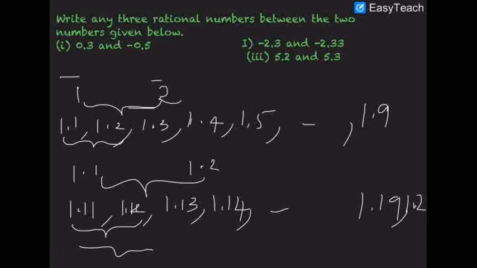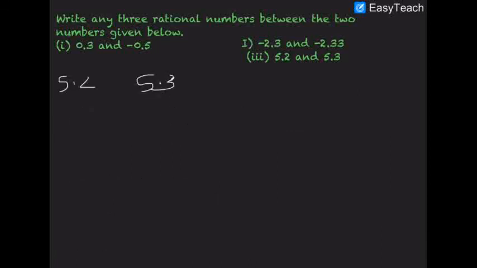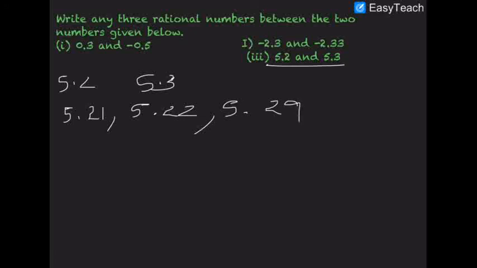So we have to write any 3 rational numbers between them. I am doing problem 5.2 and 5.3. I can write any 3 of them: 5.21, 5.22, 5.29, and so on. So many numbers will be there.